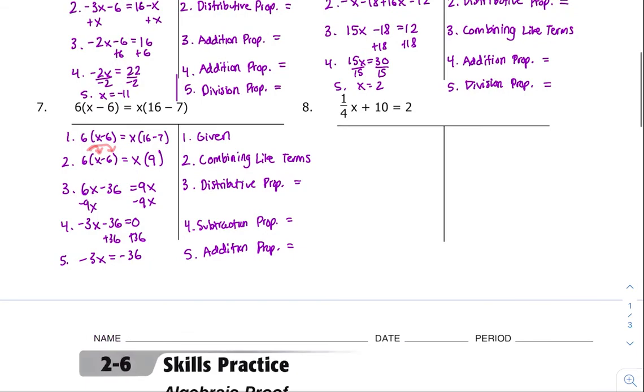And lastly, going to divide both sides by negative 3. So it's going to be x is equal to 12. Reason, division property of equality. Now I just want to make sure that everything looks okay. Oh, that was positive 36. So I made an error right there. This should be positive 36. So 36 divided by negative 3, that should be negative 12.